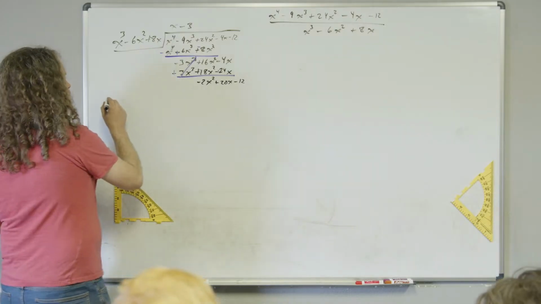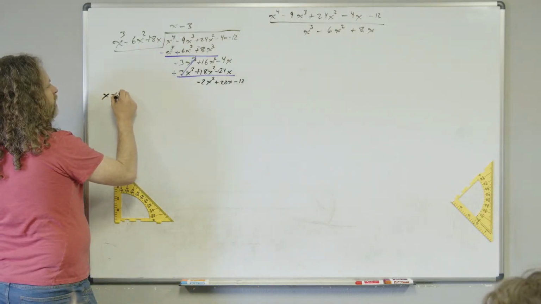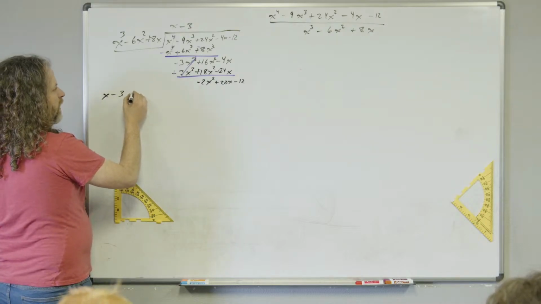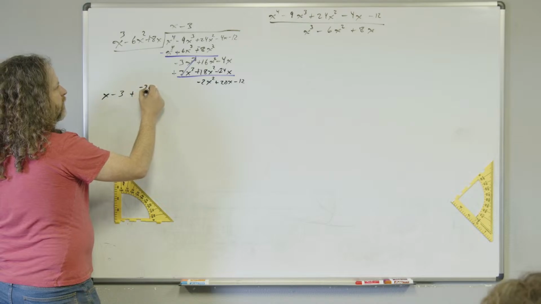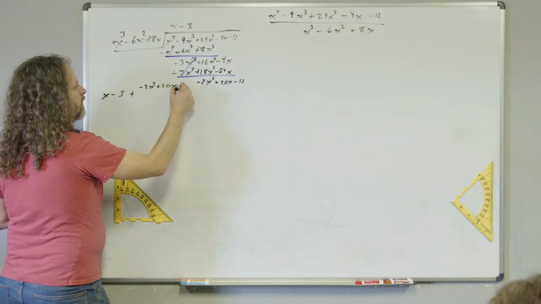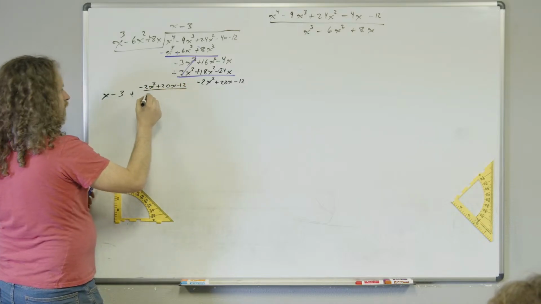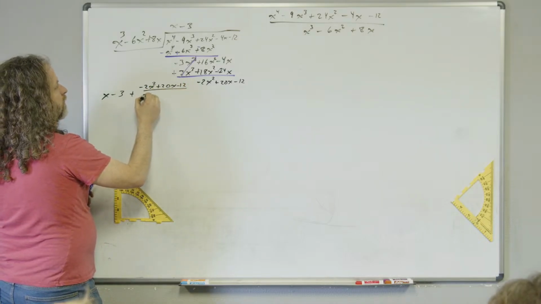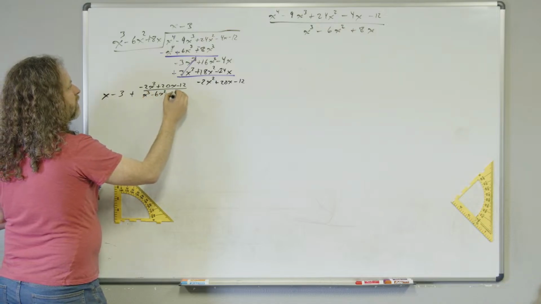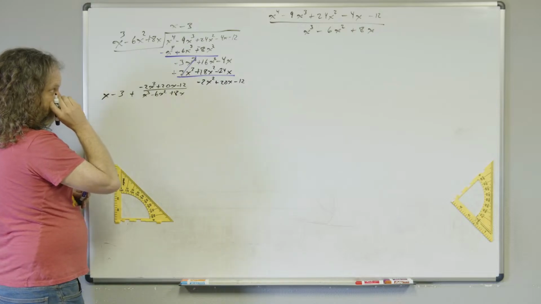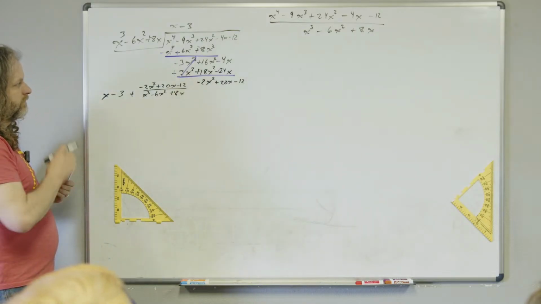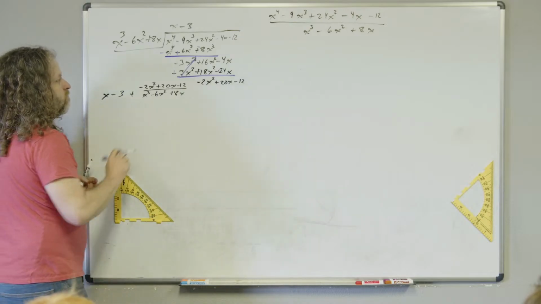So now we have x minus 3 plus negative 2x squared plus 20x minus 12 over x cubed minus 6x squared plus 8x. Now what? Now we take out an x from the bottom and turn it into factors.